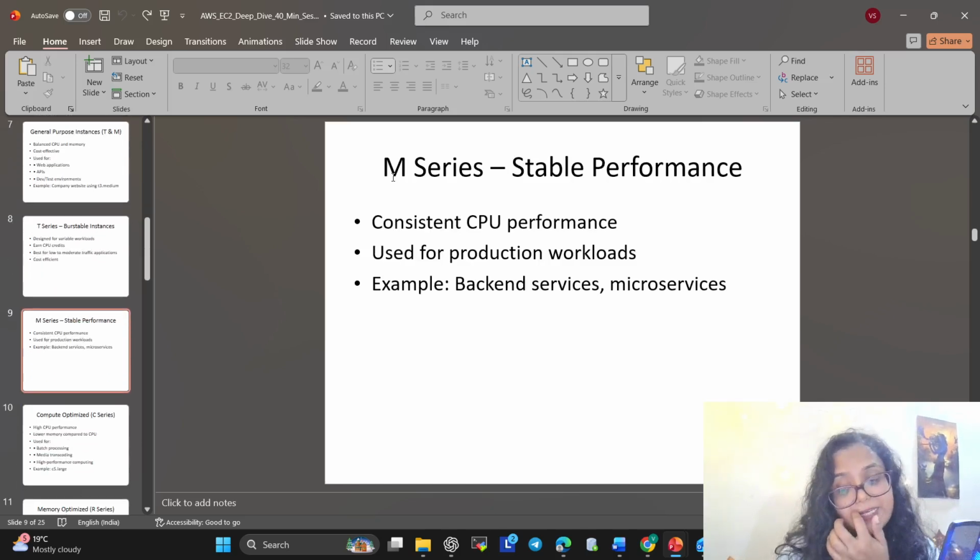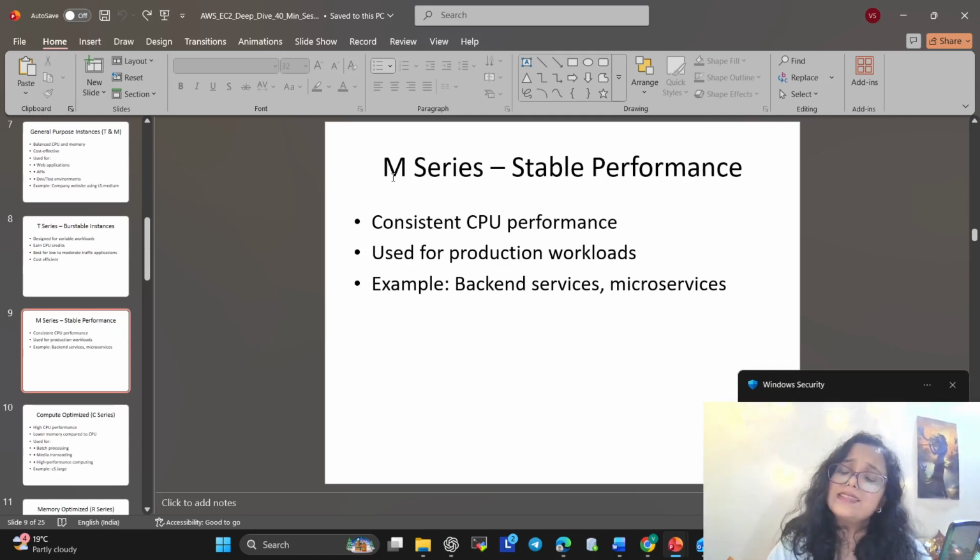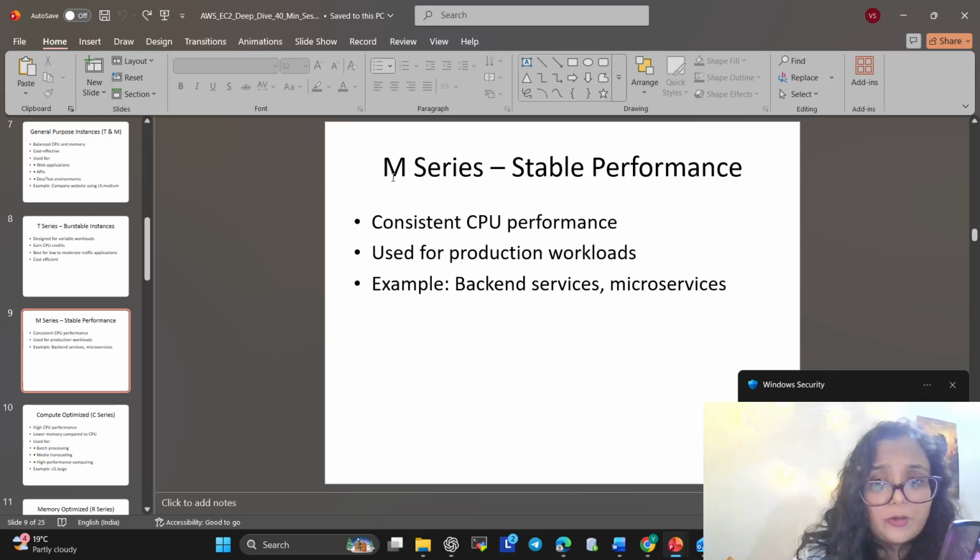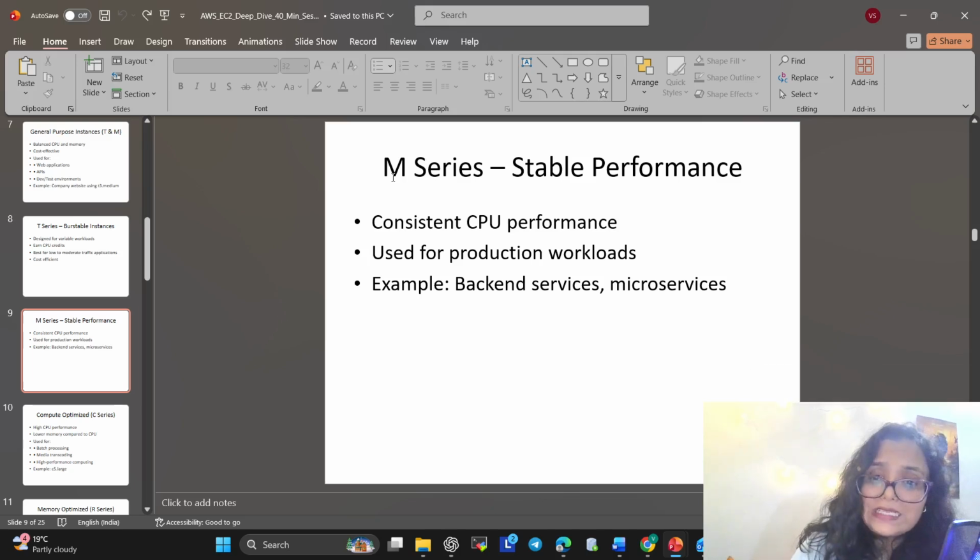Now the M series, that is stable performance. It gives consistent CPU performance, used for production workloads, backend services, and microservices.